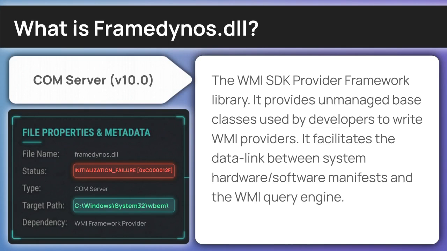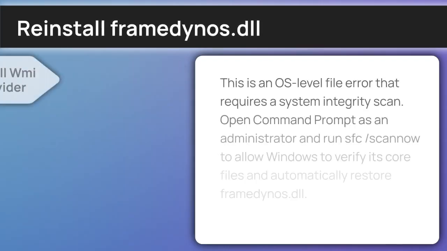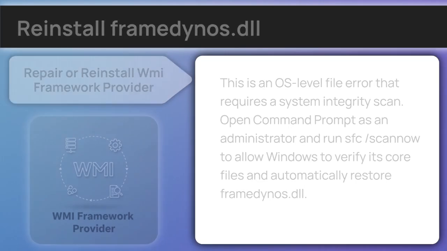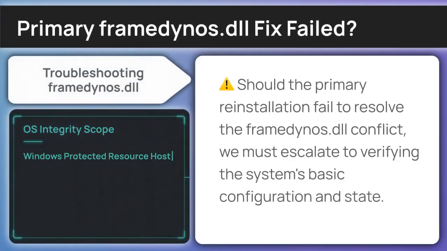Now that we've covered what the file does, let's jump into our first fix. This is an OS-level file error that requires a system integrity scan. Open command prompt as an administrator and run sfc /scannow to allow Windows to verify its core files and automatically restore Framedynos library DLL. Should the reinstallation fall short, the next step in our protocol is to validate the integrity of your system's startup environment.